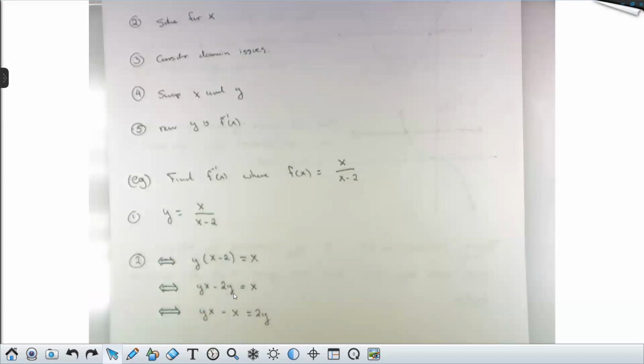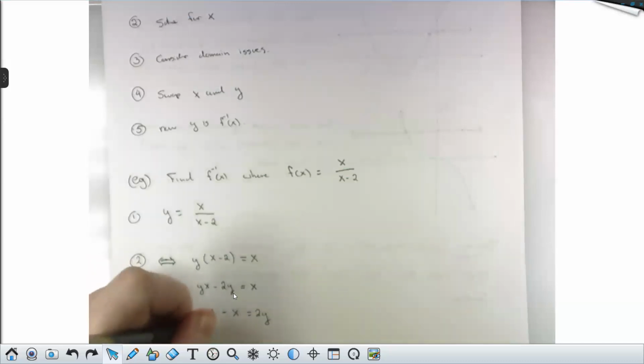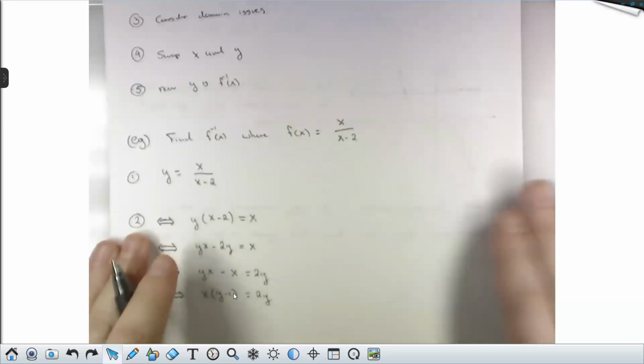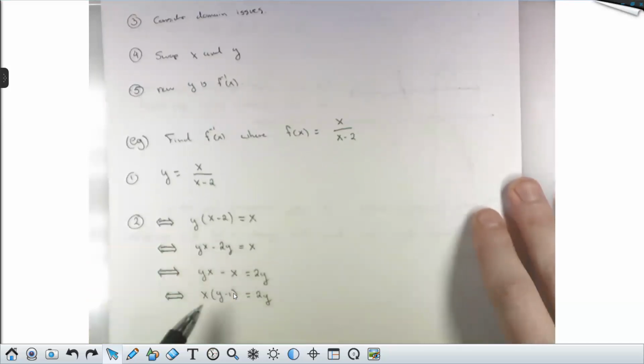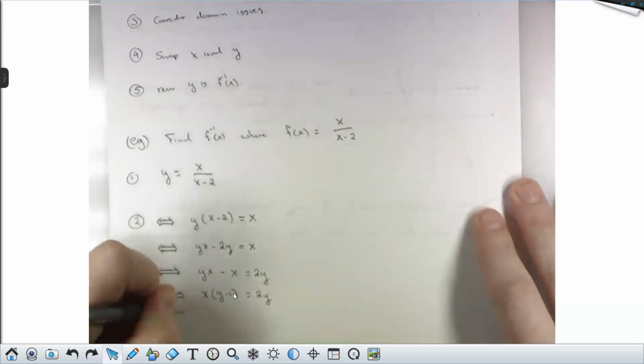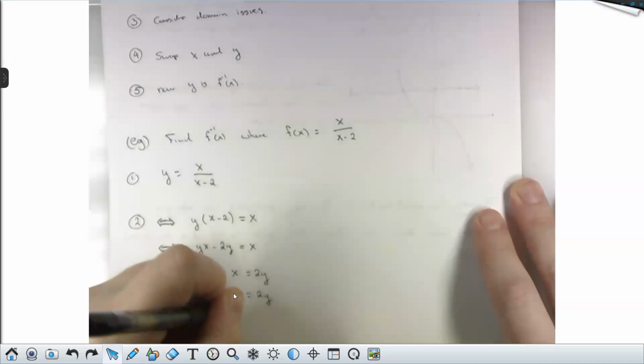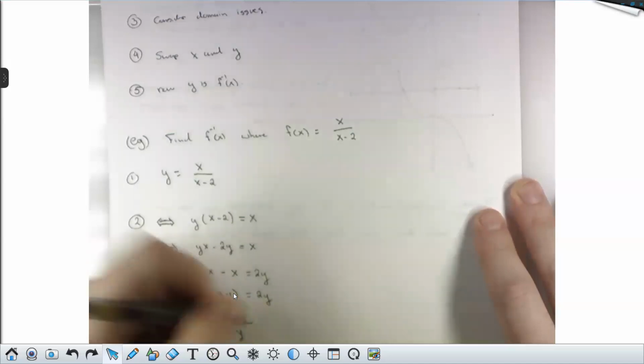Now I can factor an x out on the left. We'll have x times y minus 1 equals 2y. Now I can get x alone just by dividing both sides by y minus 1. This is a procedure you will have to recreate at least once, probably more than once.